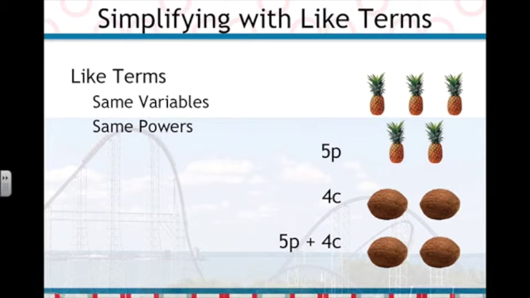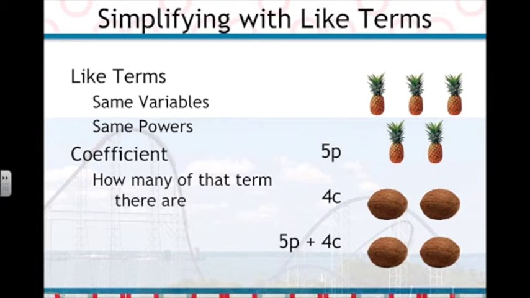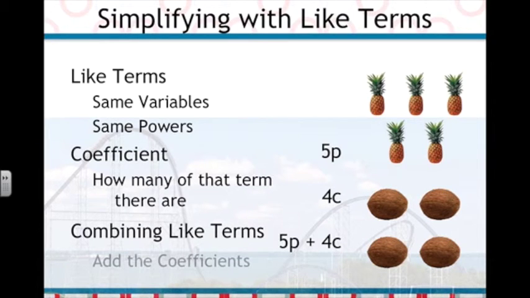You'll notice that when we illustrated the situation using variables, we used a number in front of the variable to tell us how many we had. This number is the coefficient of the term. When we combine like terms, we simply add the coefficients to find the total number of that term that we have. This is what we did when we said that 3p plus 2p equals 5p. 3 plus 2 equals 5. So now let's look a little closer at identifying and combining like terms.